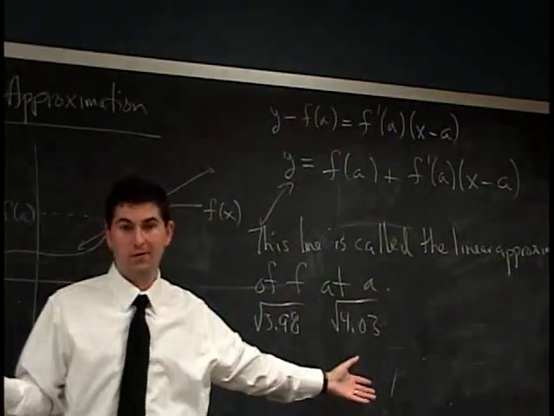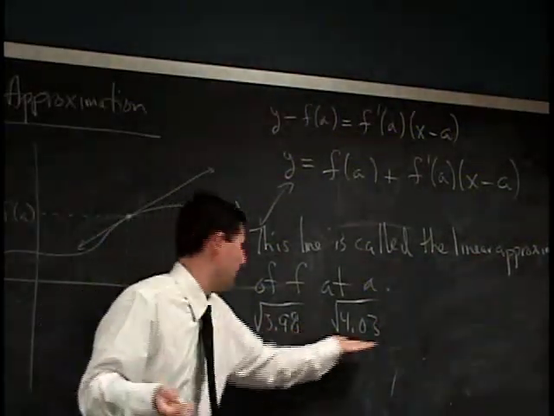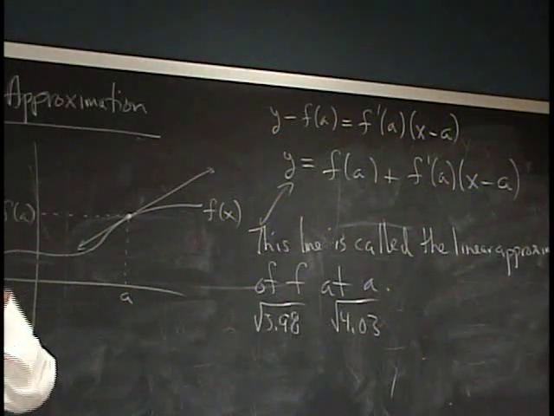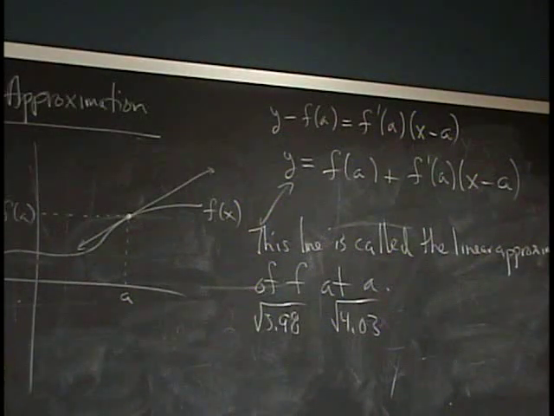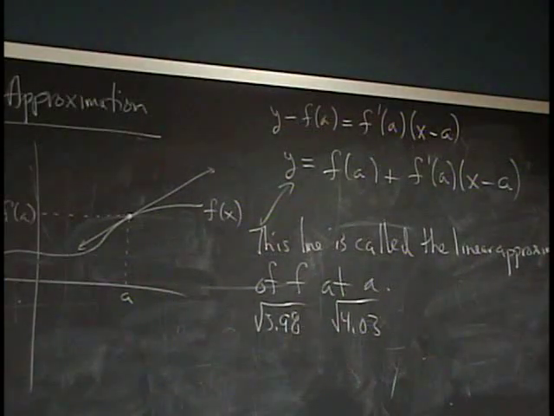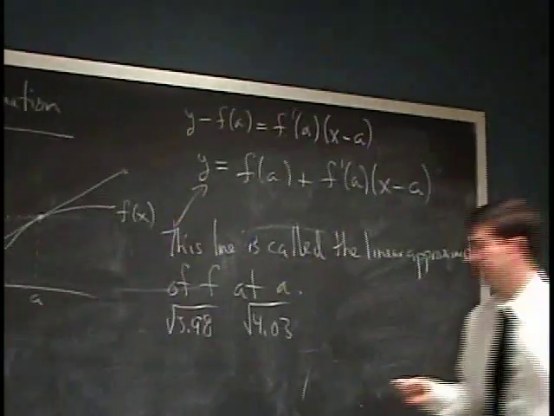Normally if somebody said figure out what this is, well, you'd say, okay, I know it's around 2, because they're near 4, right? Square root of 4 is 2. But we're going to be able to do better. We're going to be able to say what we mean by around. And this is going to tie in to the next topic, which is going to be Taylor series.